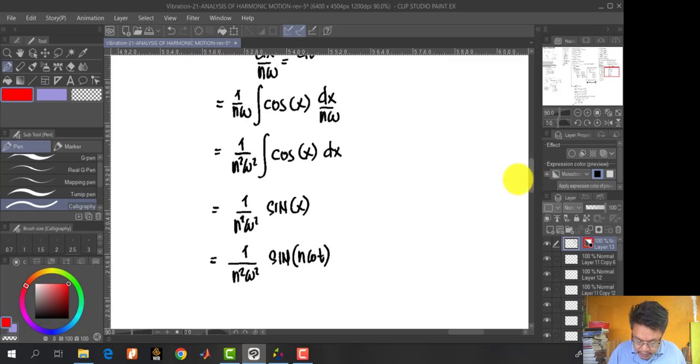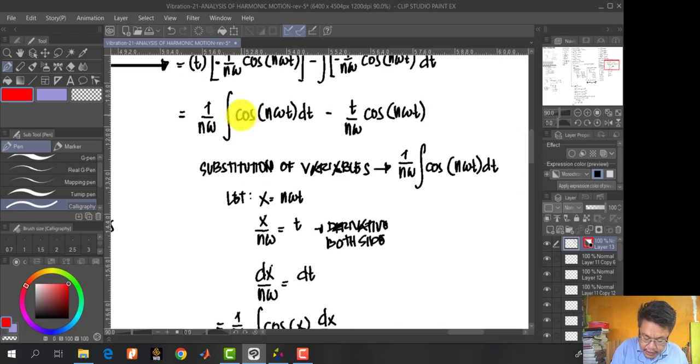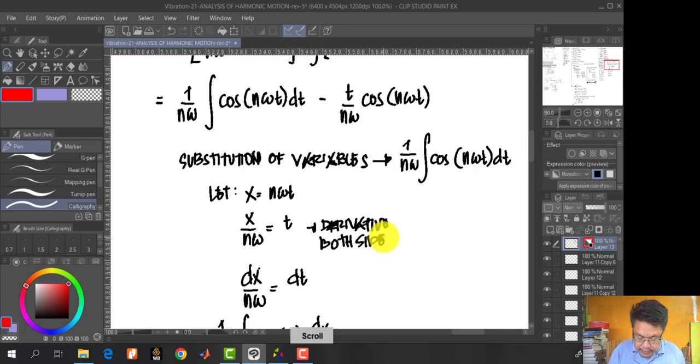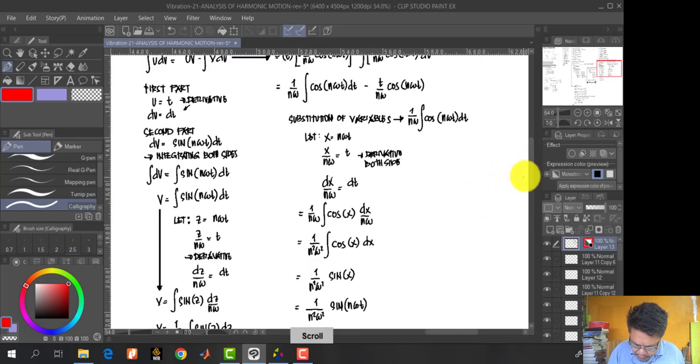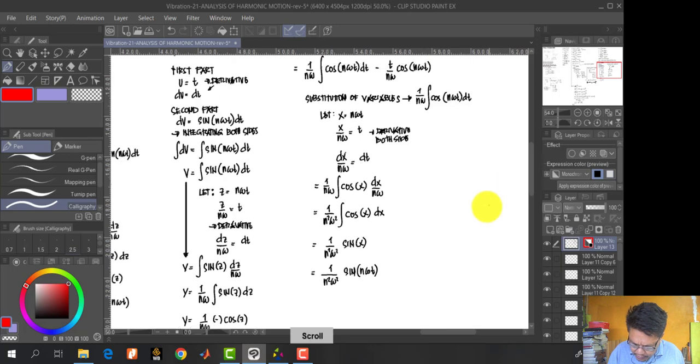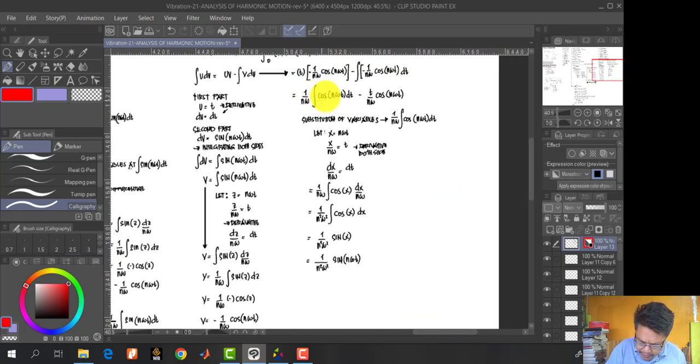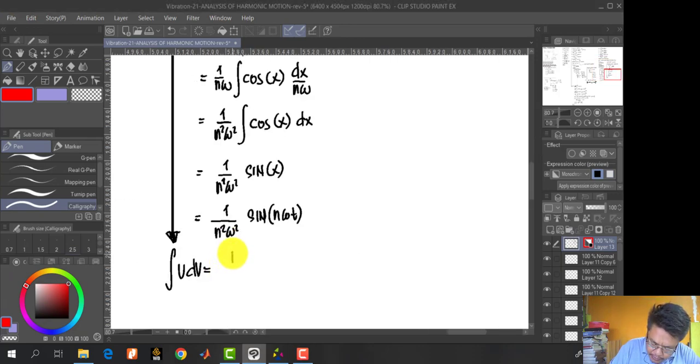Then since we have integrated it by substitution of variable, we can bring it back to this equation. Let me have an overview of our solution. I can rewrite the equation for this part, which is now integrated. So I can write here 1 over n squared angular velocity squared, times sine of n angular velocity times time.